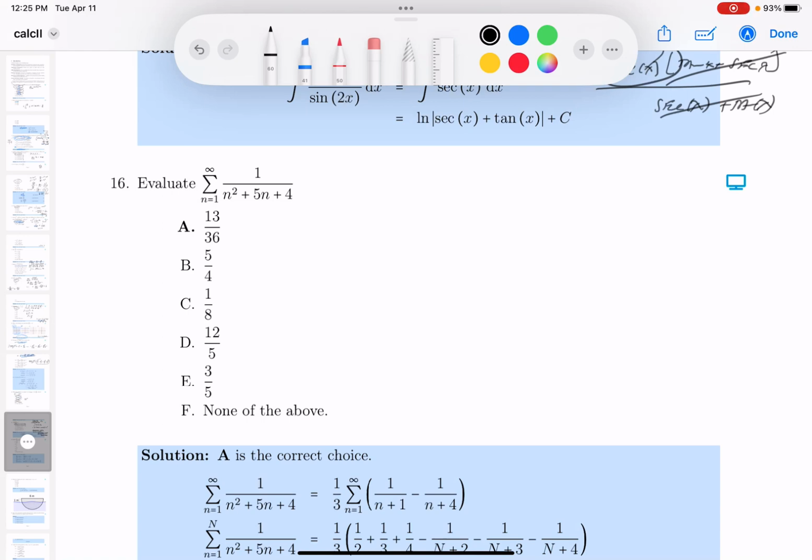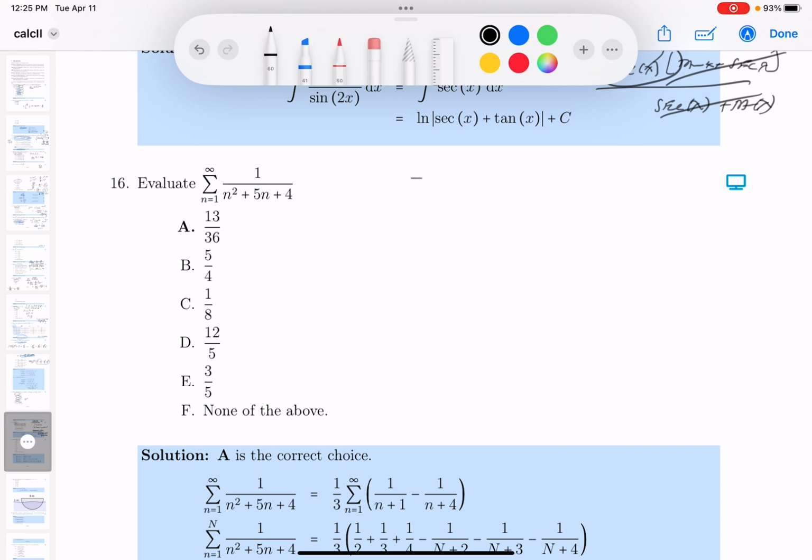Okay, for 16, I'm looking at it, and I noticed that the answers are listed. I got all finite numbers, and one of them is none of the above. But looking at it, for comparison purposes, it looks like it converges. It compares nicely to a p-series. But the deal about this one is that I think it has something to do with partial fractions.